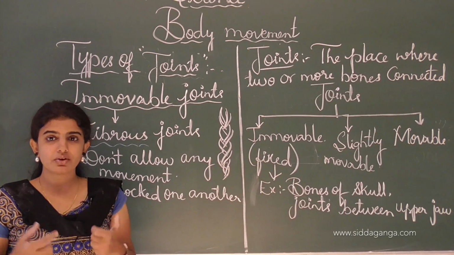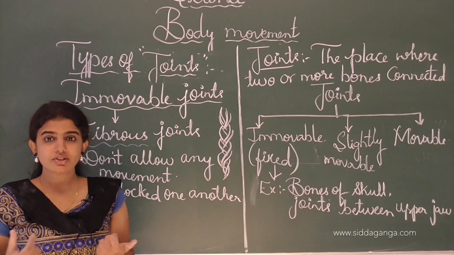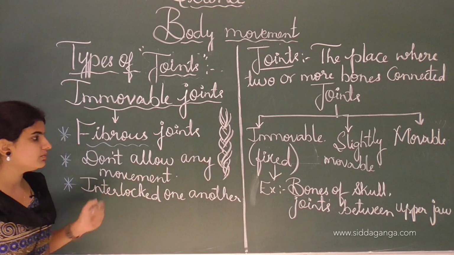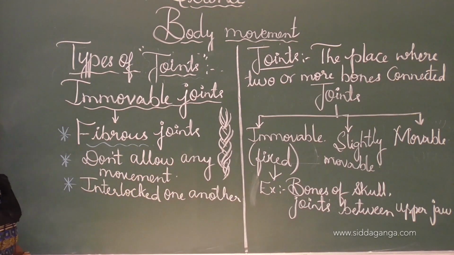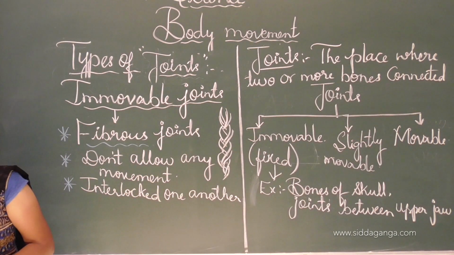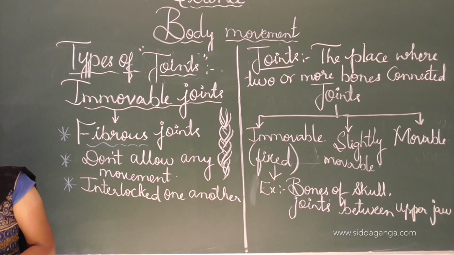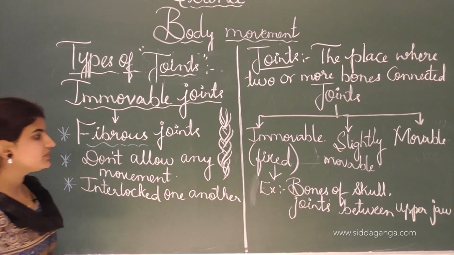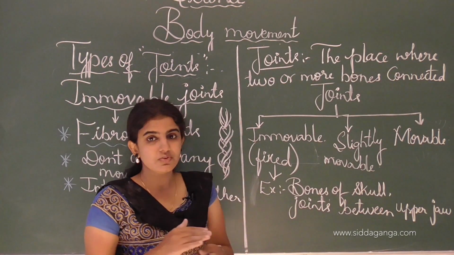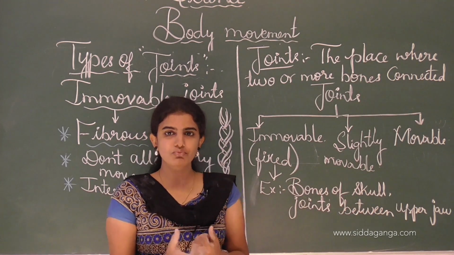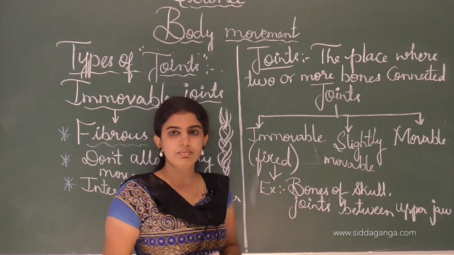We can only rotate our head, but that is not a joint. Such joints are called immovable joints. This is all about the immovable joints. Next we shall move on to the slightly movable joints. As the name indicates, slightly movable means we can move slightly as compared to the immovable joints.